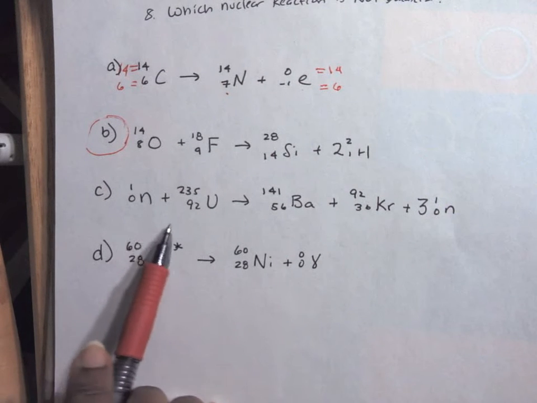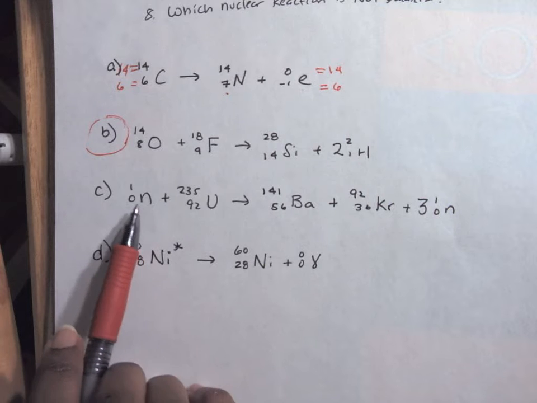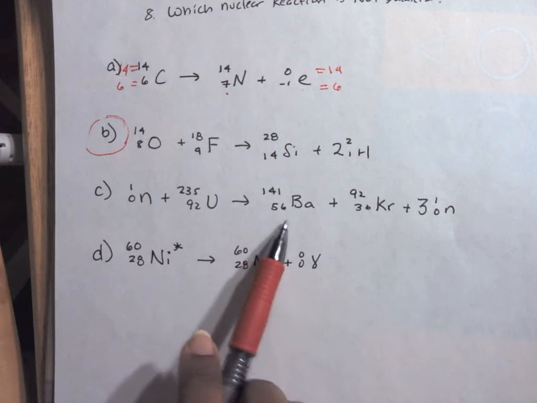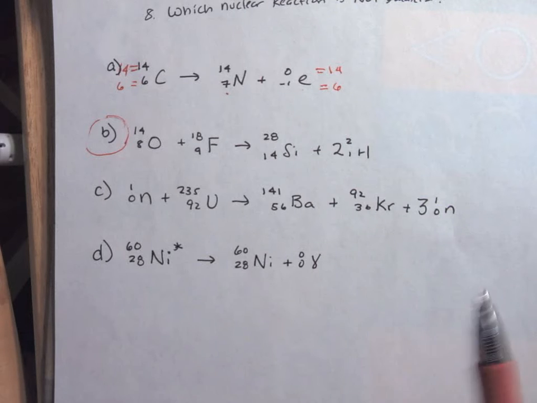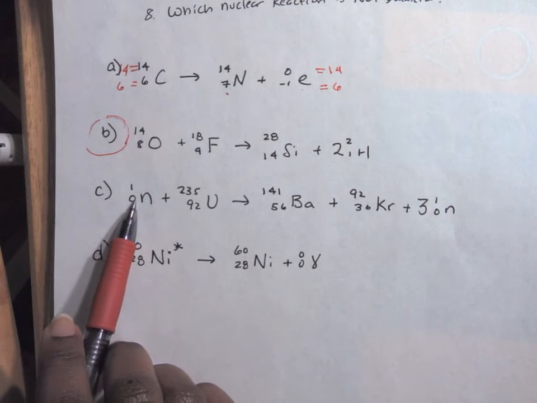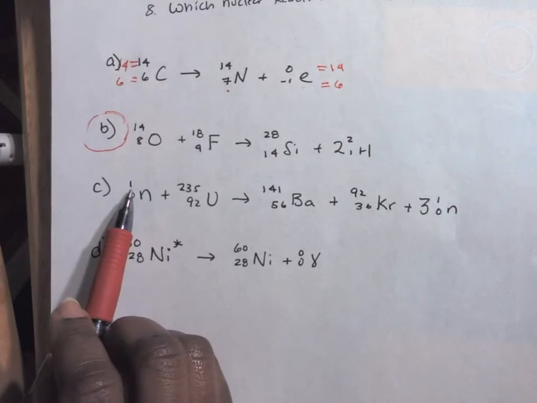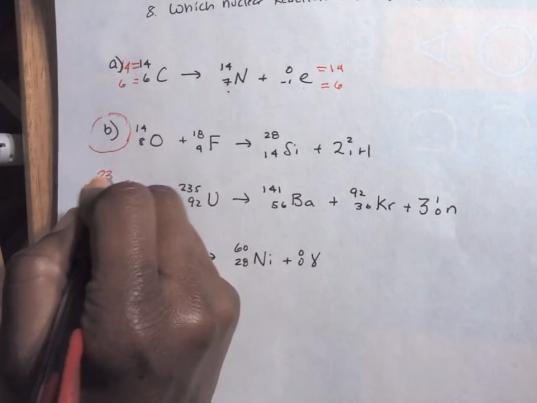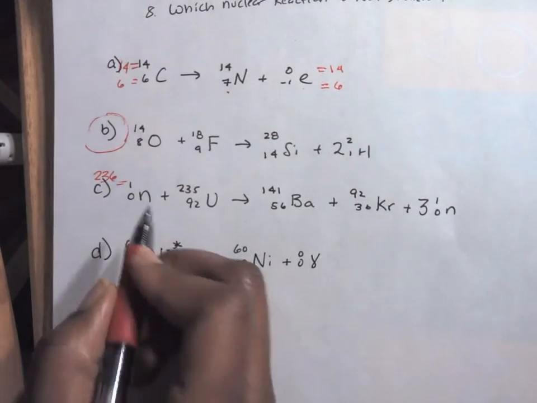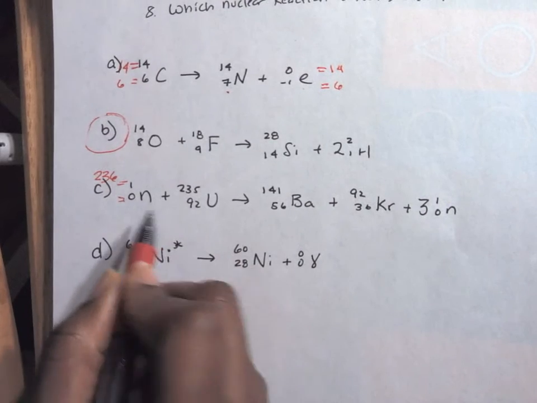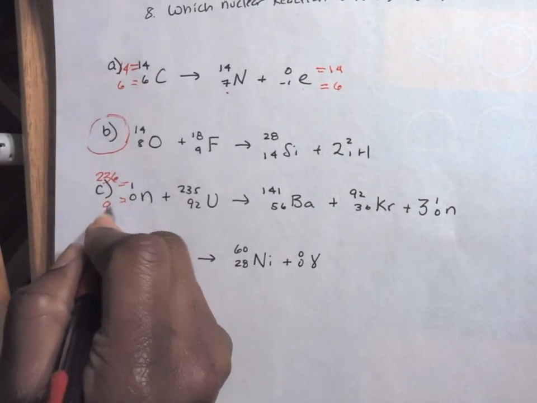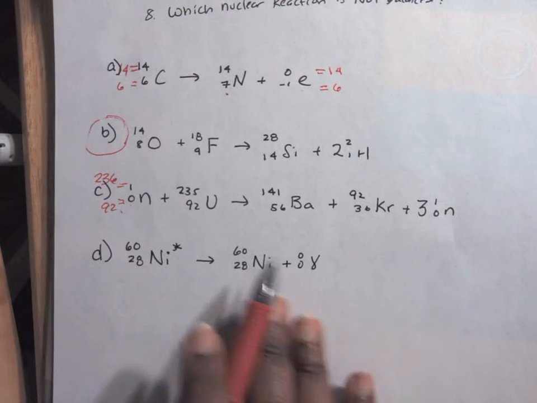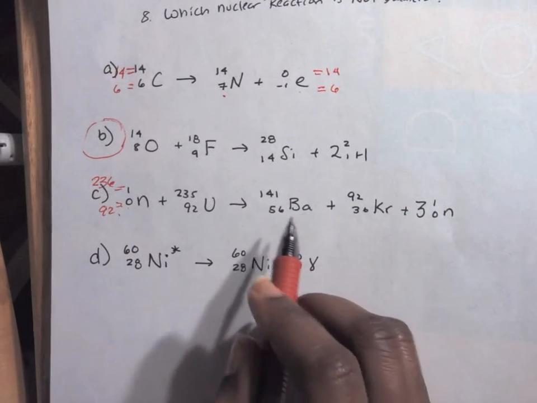So the next reaction, we have a neutron and uranium on the reactant side, and on the product side we have several things. So let's go ahead and add it up and see if the atomic numbers and total mass numbers are the same. Starting with the mass numbers, 1 plus 235, we get a total of 236 on the reactant side for the mass number, and then for the atomic number, 0 plus 92 gives us 92 for the total atomic number on the reactant side. Now let's go ahead and check on the product side.